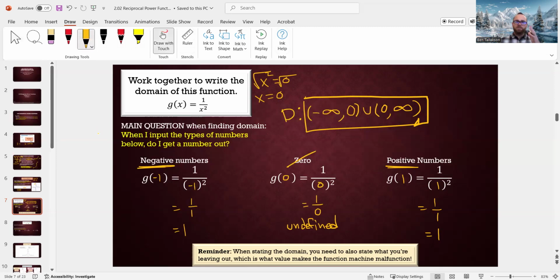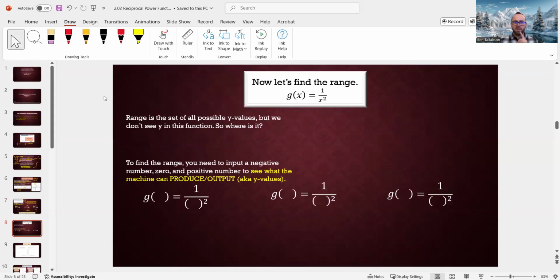Okay, so we found domain. Great. Now let's find range for the same function. We're thinking about this differently, so stick with me. Here we go. It's similar, but a little different.